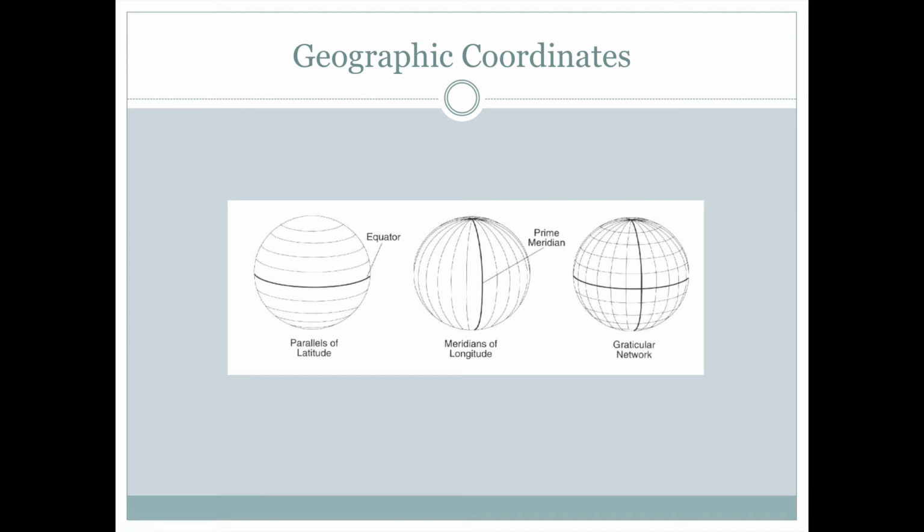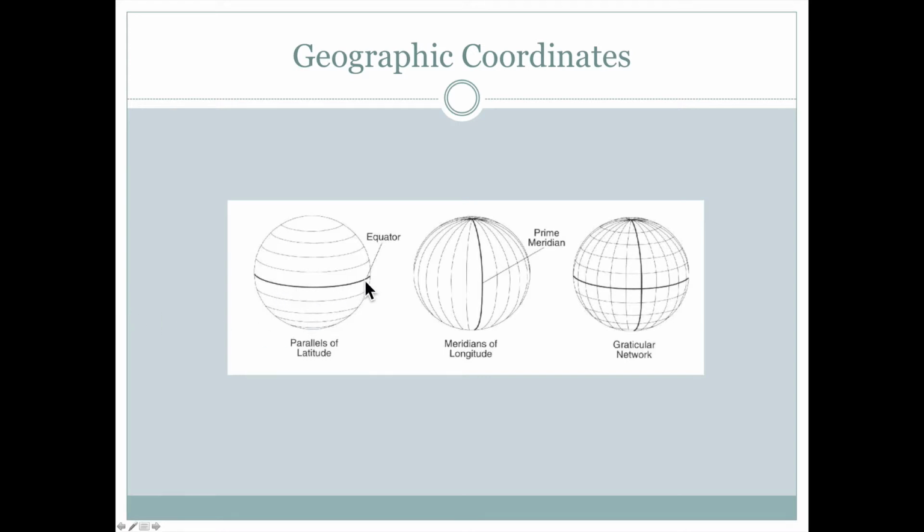Geographic coordinate systems are a way to uniquely identify locations on the surface of the Earth. So basically what we do is we start with the surface of the Earth or some sort of sphere or ellipsoid, and then we overlay some lines on them.